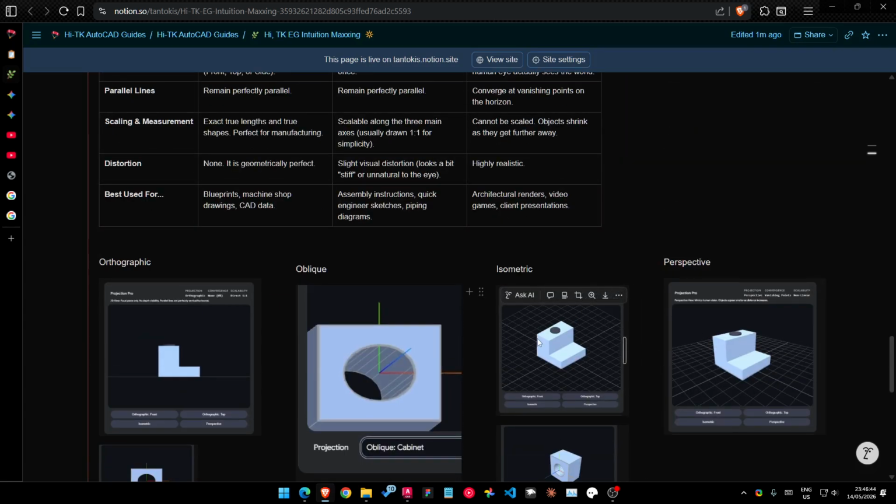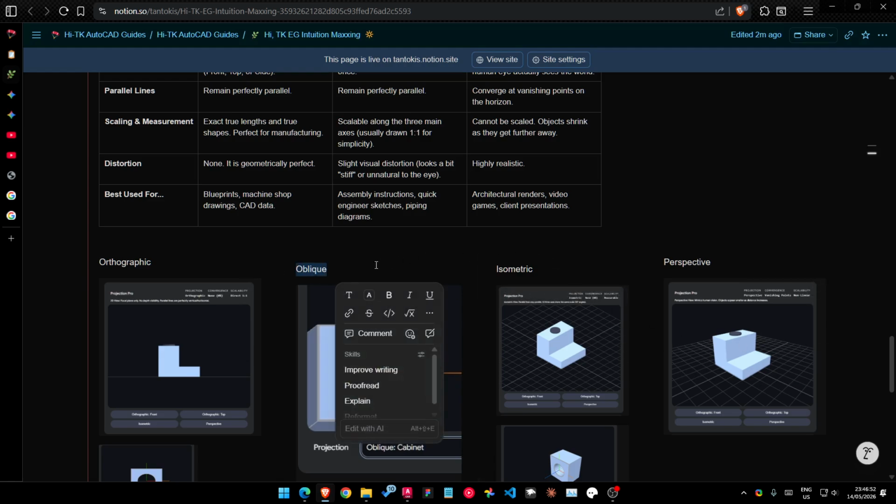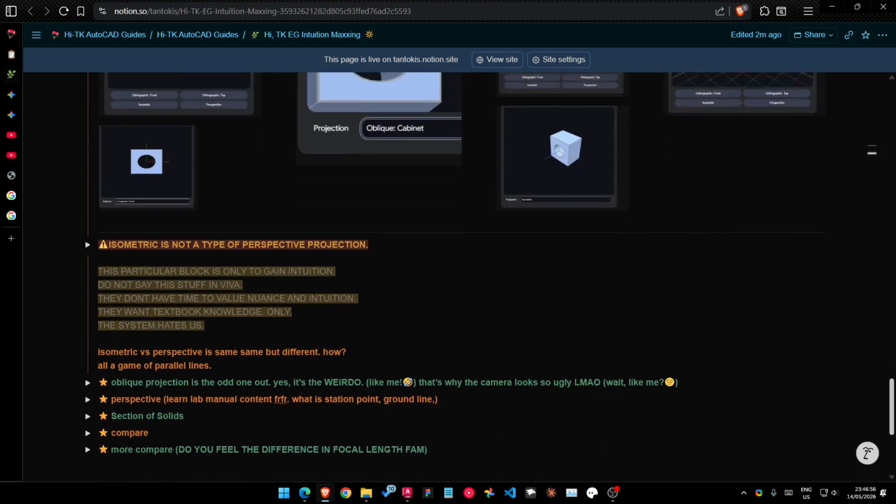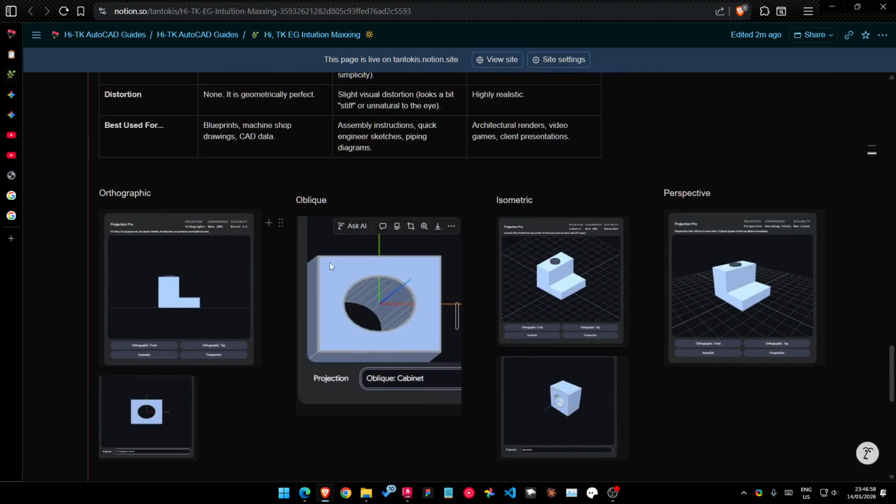And in isometric, when you're viewing it at a 90-degree angle, that's orthographic. An oblique one, the oblique projection, is the weird one out. You see how the top is perfectly visible, but these sides that are supposed to be at 90 degrees are at 45 degrees. So oblique projection does not exist in real life, but all of these three do.